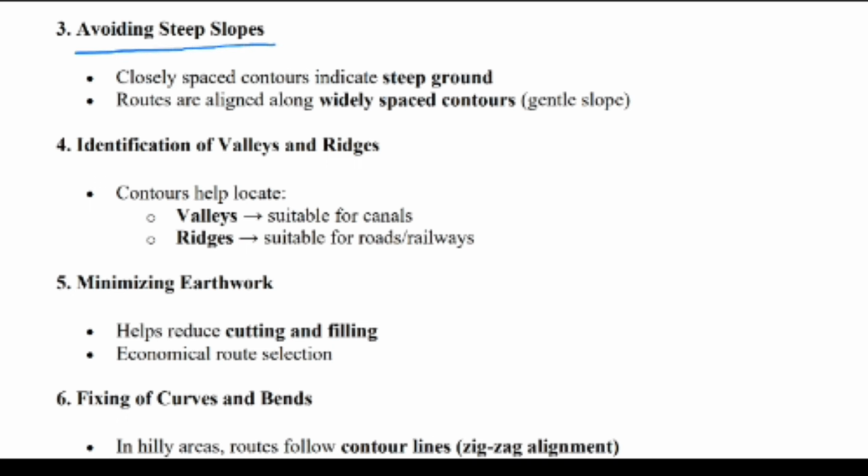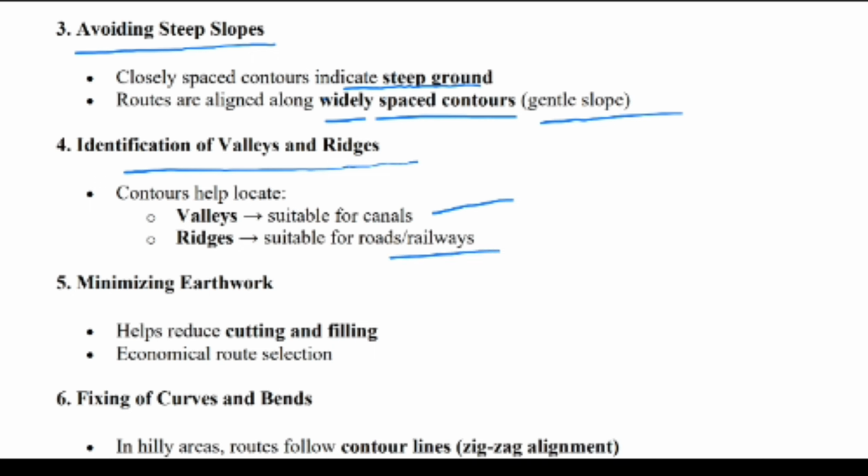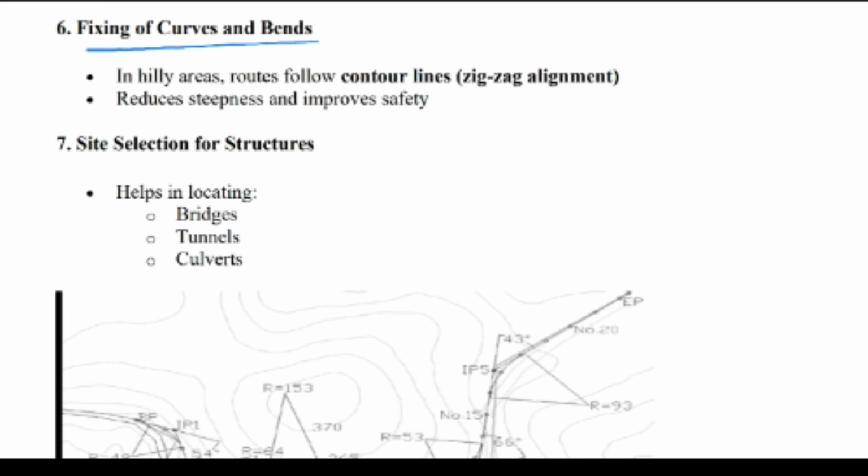Closely spaced contours will give steep ground, so routes along widely spaced contours give a gentle slope. Identification of valleys and ridges: the contour will help you identify valleys for suitable canals, and ridges, nothing but roads and railways. Minimize the earthwork, which helps reduce cutting and filling, and it will be economical. Next, fixing of curves and bends.